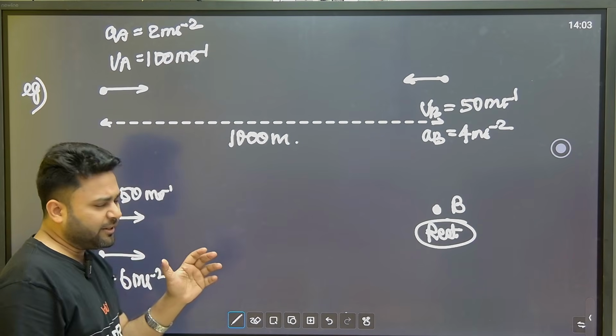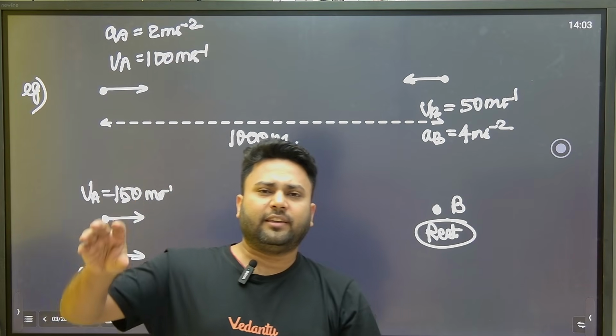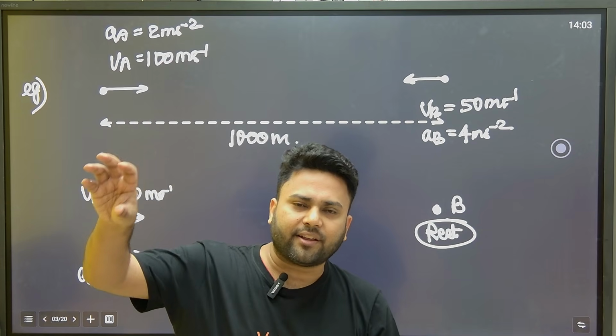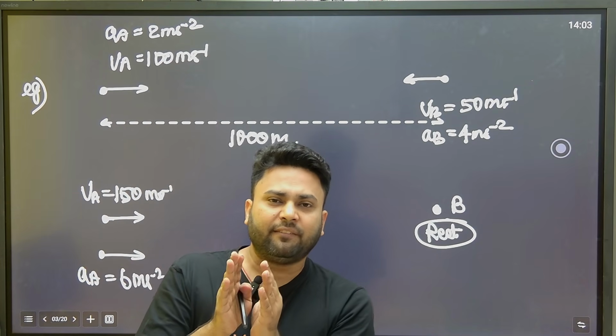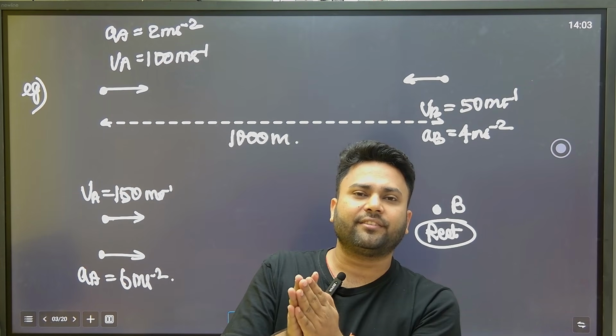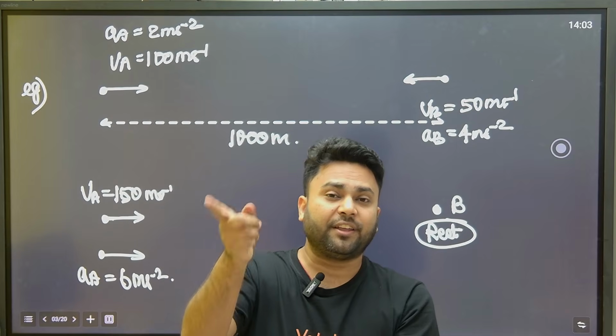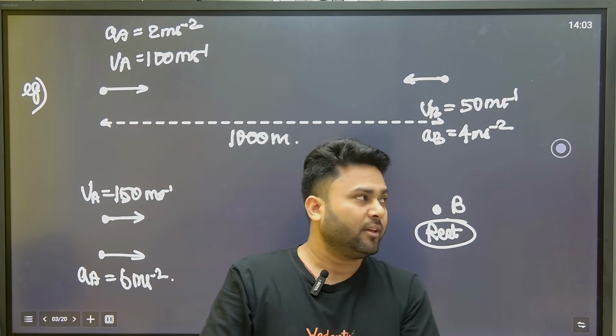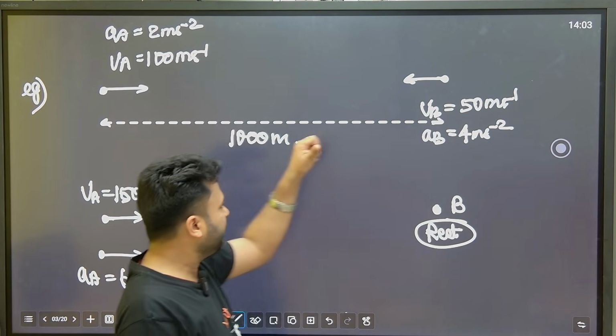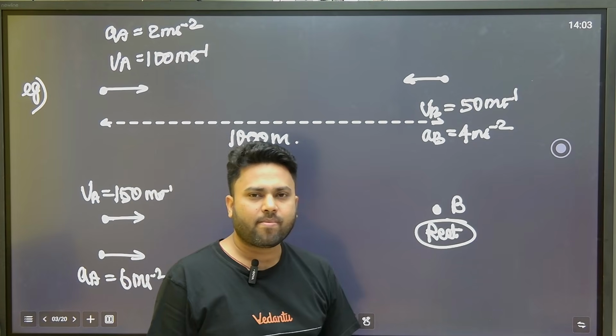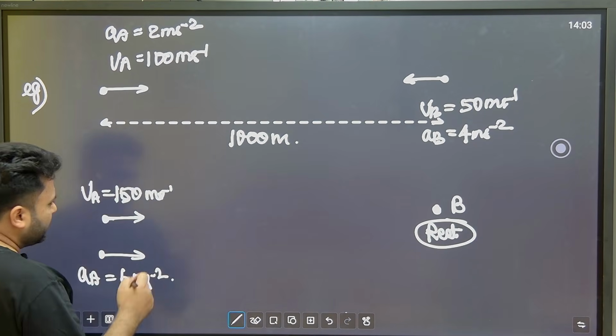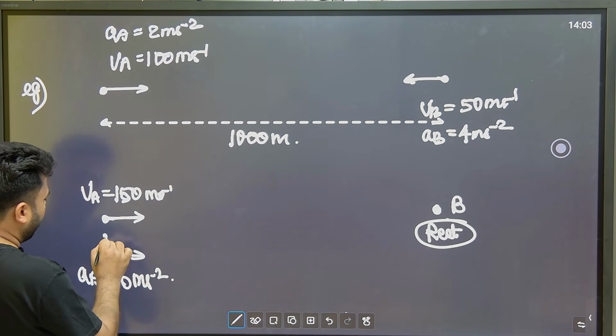So this is the concept, what to do. You keep one of the objects at rest, give its velocity and acceleration to the other object but in opposite direction. If it is traveling in this direction, give it in this direction. Correct? Now this question is a little bit simple.